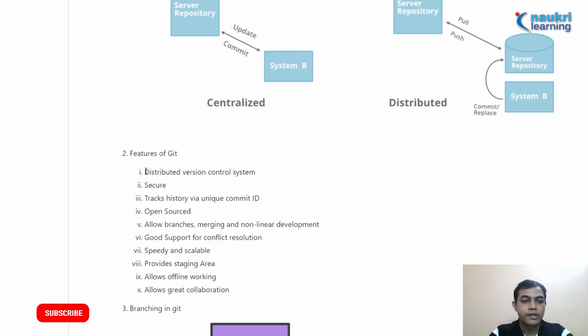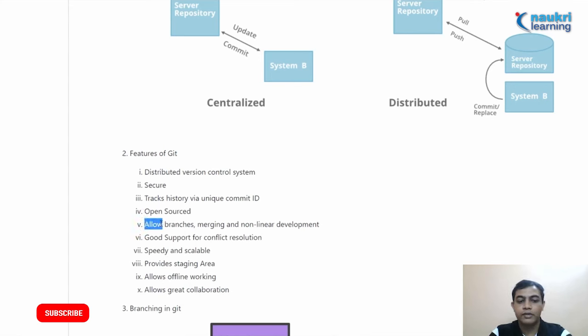As we discussed, it's a distributed version control system, so it comes with all the flexibilities of distributed version control systems. And that's why more or less all the tech giants and the programming companies are using Git as the primary version control system. It is also secure, so each commit can be traced back via a unique ID. We'll discuss more about what a commit is. It is open source, so you can download Git and host it on your own servers if you want.